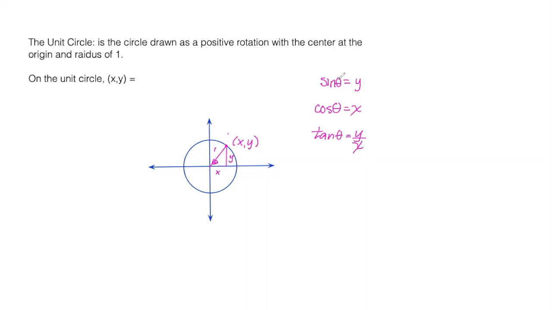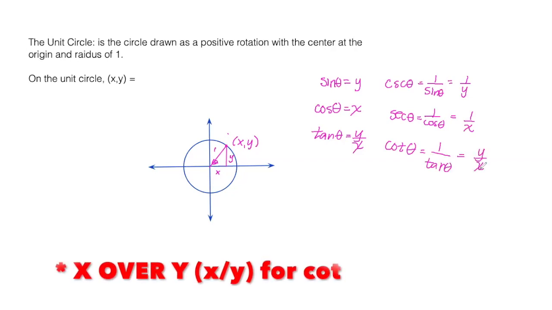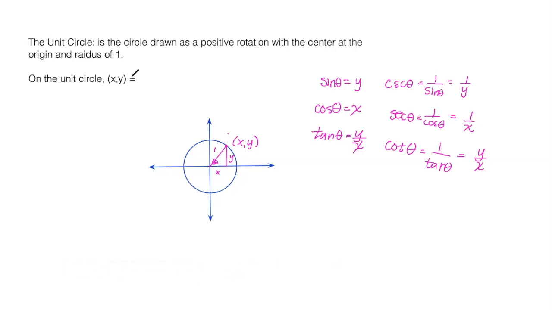My reciprocal trig functions: the reciprocal of sine is cosecant. So cosecant is equal to 1 over sine theta. So in our case, 1 over y. Secant theta is equal to 1 over cosine theta. So 1 over x. And cotangent theta is equal to 1 over tan theta, or x over y. So on the unit circle, for any coordinate x, y, I can write that as cosine theta, sine theta.